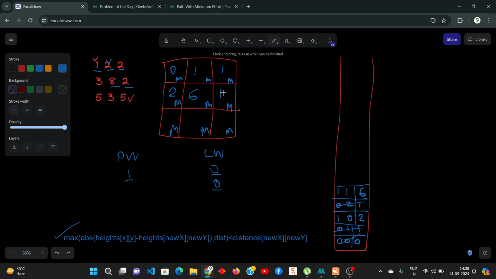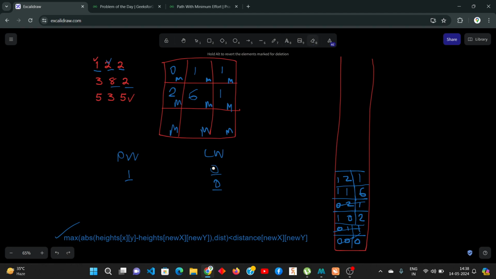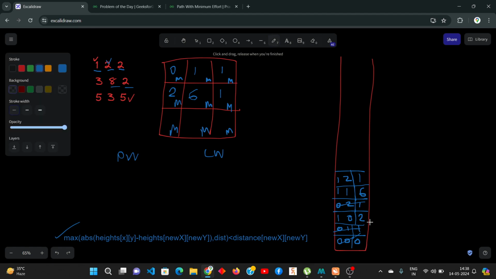So this cell is updated, right? So we have to push into the queue, that is 1 and 2. And what is the weight? That is 1. Fine. And now let us erase the current values. Okay. So what is the minimum value right now?